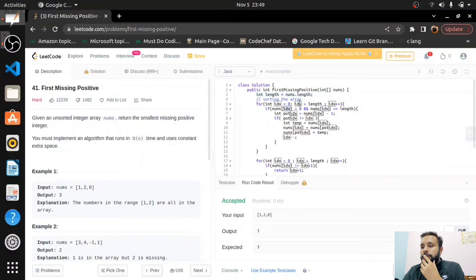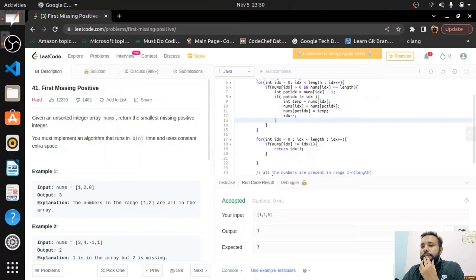Index 0 till index is less than length, index plus plus. If index is greater than 0, if nums of index is less than equal to length, potential index is index minus 1. If potential index is not equal to index, then what we are doing is we are swapping. Okay, we are swapping. Fine, index minus minus, great.